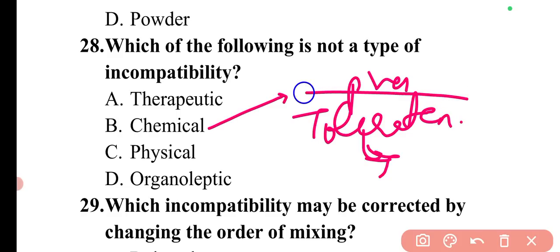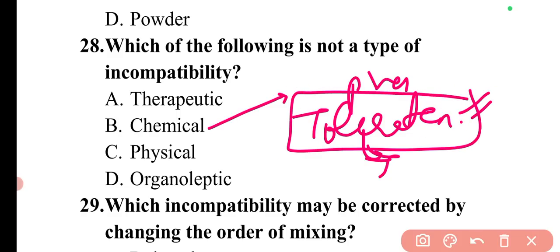Okay, so this question can be asked like what type of incompatibility can be minimized by changing the order of mixing? Then that will be tolerated incompatibility.